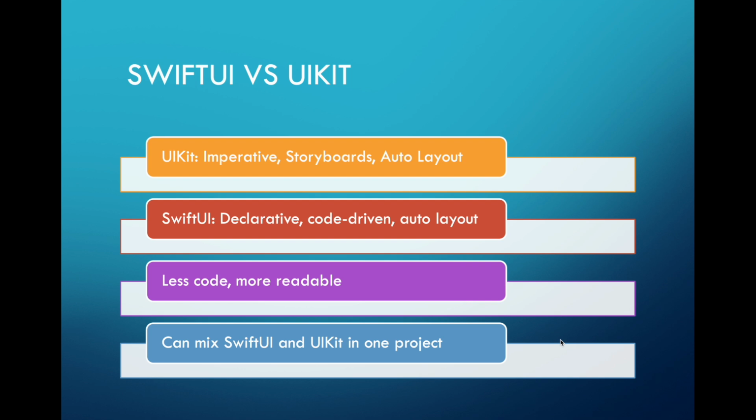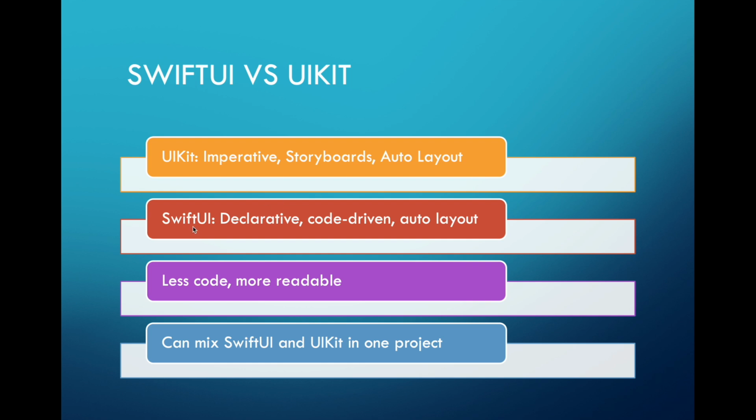Before SwiftUI, Apple developers used UIKit. UIKit is imperative, meaning you have to manage everything step by step. So, creating labels, buttons, and then setting constraints to position them. It also relied heavily on storyboards and auto layouts, which could get complicated.